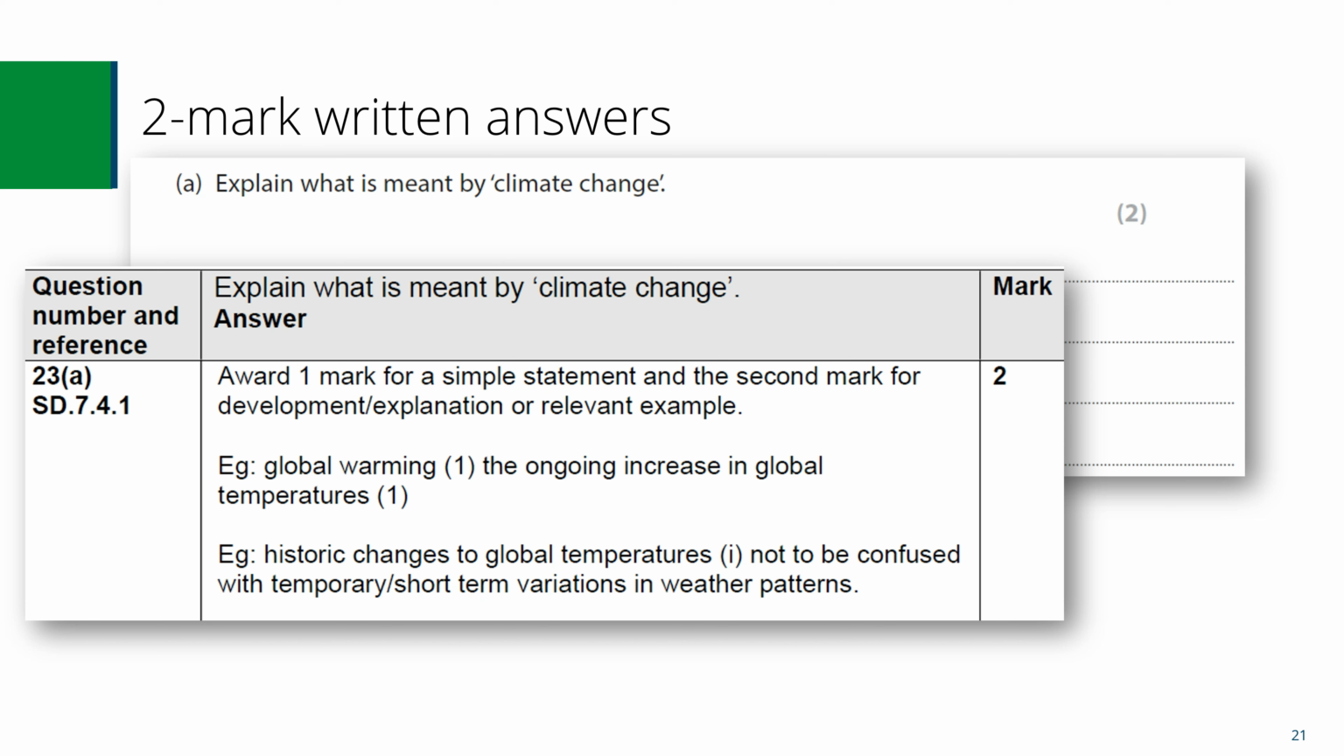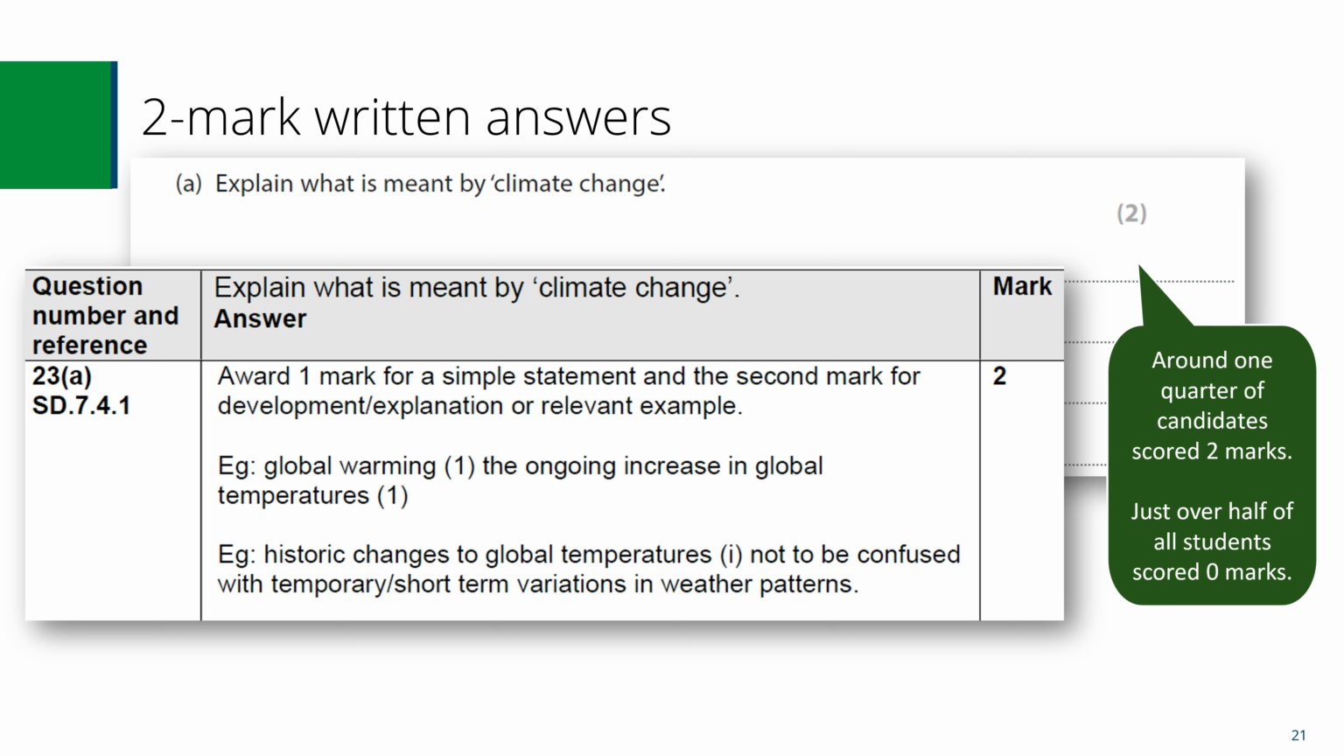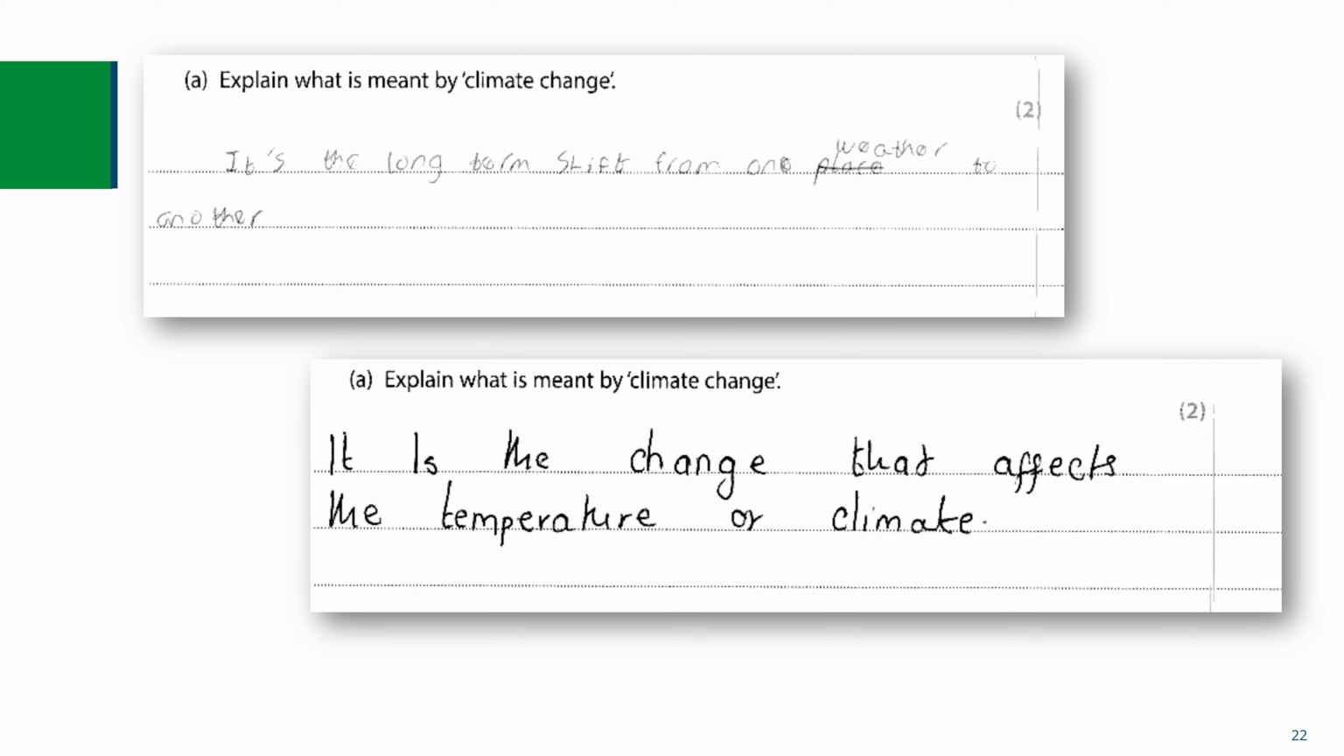There's another example of a possible answer there, that it's a historic change in temperatures and it shouldn't be confused with short-term weather. That would also give us an understanding that the student knows that this is a long-term, permanent change in the climate. Only a quarter of candidates scored 2 marks. Around half scored 0 marks, which was surprising. Climate change is a very important and ongoing concern for global citizenship. Here are 2 student answers. Pause the film, decide on your marks, and press play when you're ready for me to tell you the real marks.